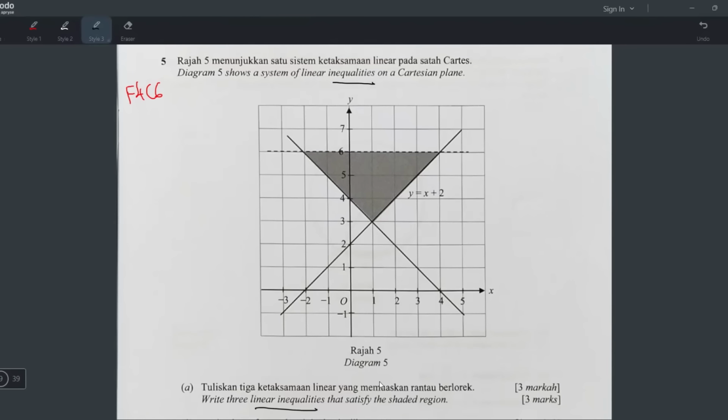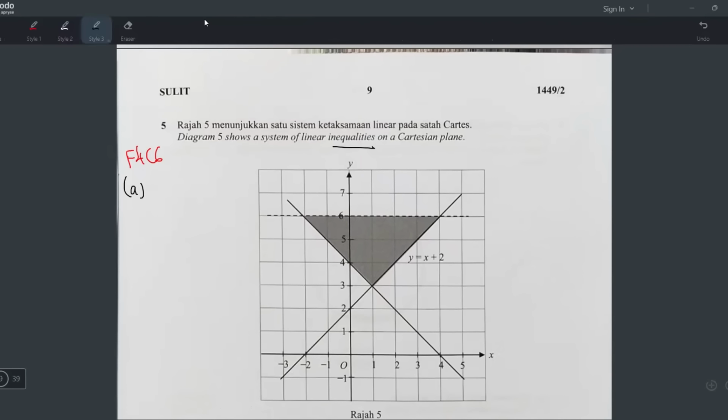For the normal question, they will always give you the inequality and you have to sketch and shade the region yourself. But this question is different. They already shade the region, and you have to convert back to the linear inequalities. All right, so before I start, I want to tell you some basics first.